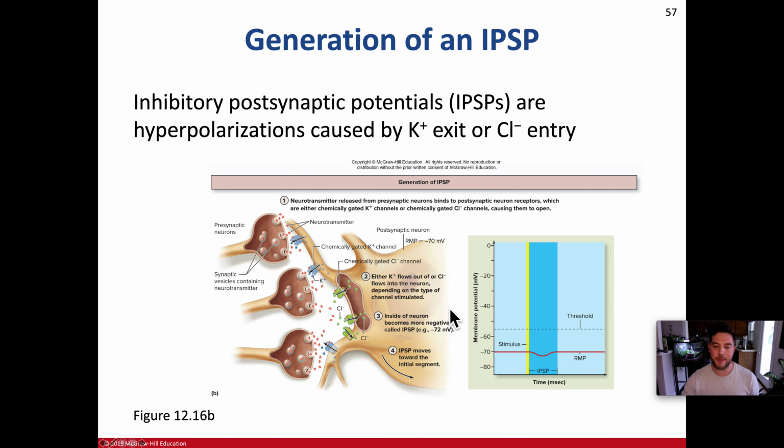If you have an IPSP, you're going to have the same thing. Neurotransmitter will bind a chemically gated channel. What actually happens here, as opposed to the movement of sodium, we're looking at the movement of potassium and chloride. So either potassium going out of the cell or chloride coming into the cell. Chloride is a negative ion. So whether potassium is leaving, a positive charge going out, or a negative charge coming in, the result is still the same: a hyperpolarization of the membrane. So you can see you have your stimulus. You have this little dip, that's your IPSP, and then it goes back to the RMP.